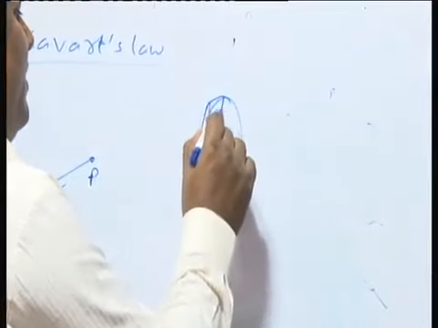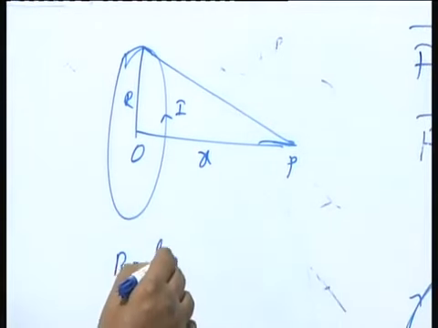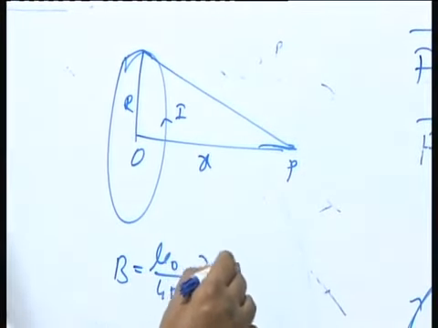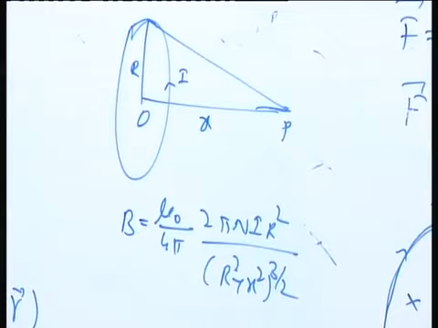Suppose you take point P as a point on the axis of the current carrying circular conductor, and x is the distance between the point and the circular conductor, and this is the direction of current. Then the magnetic field by this circular conductor at a point on its axis is B equals mu naught by 4 pi, 2 pi N i r square divided by (r square plus x square) to the power of 3 by 2. This expression gives you the magnetic field by a circular loop at a point on its axis.